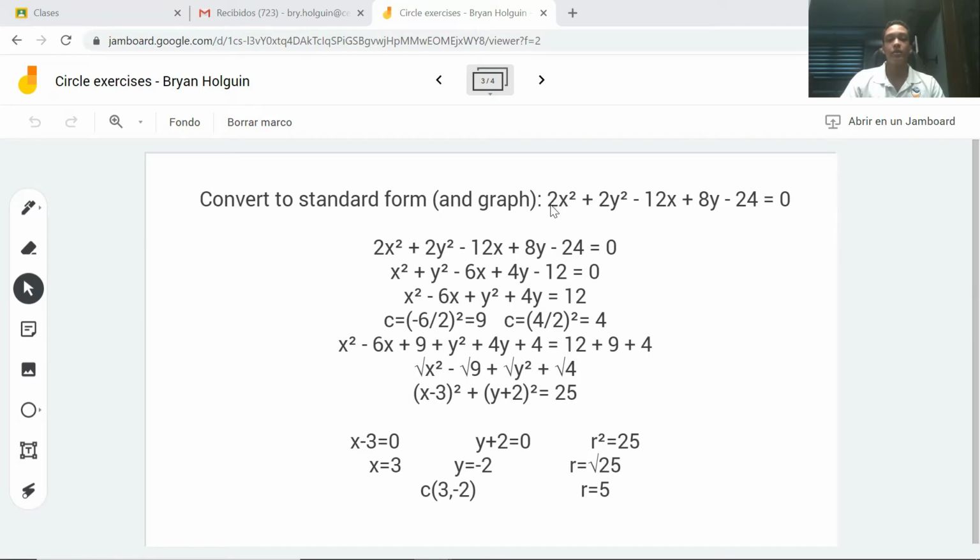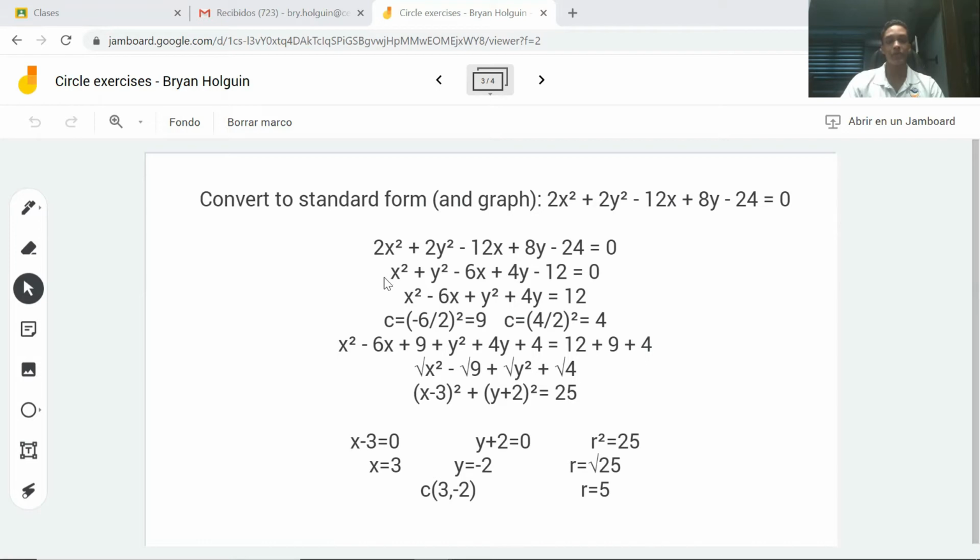Okay, right now. So we have this equation, which is 2x squared plus 2y squared minus 12x plus 8y minus 24 equals 0. So we pass the same equation right here, and we have to get this x squared and y squared without this number multiplying them. So we have to divide. So we divide by 2 everything that is on this side of the equation, not on this side.